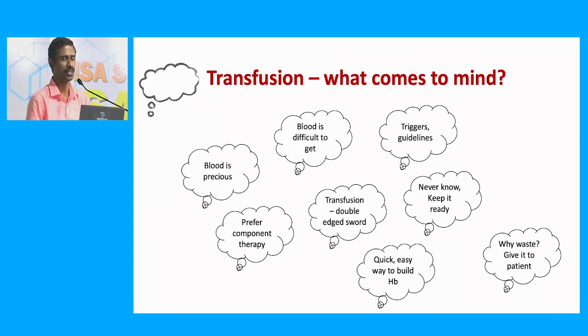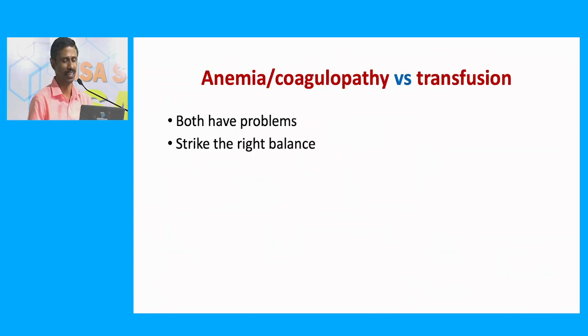And I'm sure pre-operatively, the surgeons with whom we work see transfusion as a quick and easy way to build up the hemoglobin and solve whatever problem we are thinking of. So it's a balance between what anemia and what coagulopathy we can accept versus the risks and hazards of transfusion.